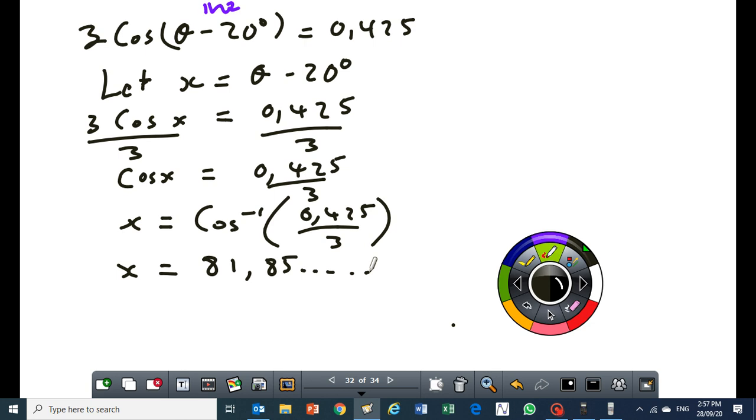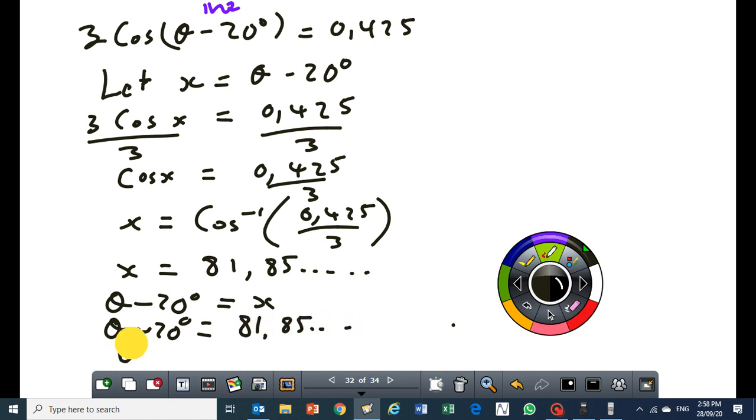But what are we trying to find? Theta. So we go back to the substitution, where there is x, we put this, then we solve for theta. I can rewrite that as theta minus 20 degrees is equal to x. Remember, if x is equal to theta minus 20, we can also write theta minus 20 is equal to x. Then where there is x, we put the 81.85 with all the decimal places. You'll find that we get theta equal to 101.86 degrees.